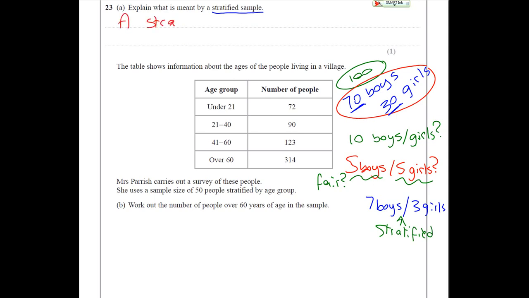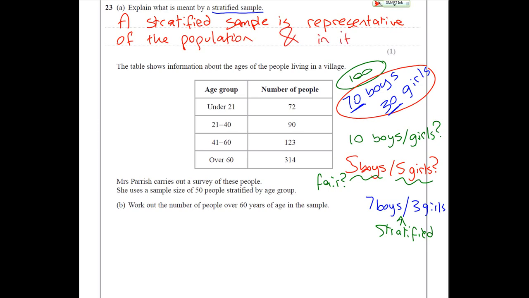Stratified sample is representative of the population and in it groups appear in the same proportion. So same proportion or same ratio.